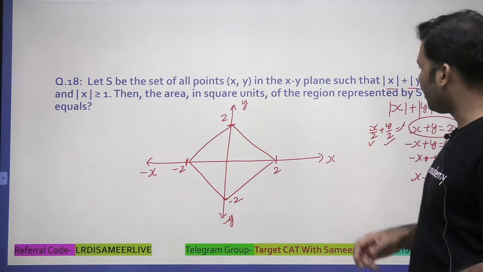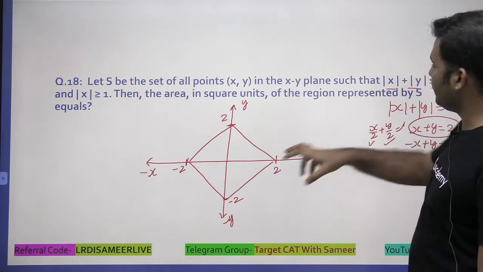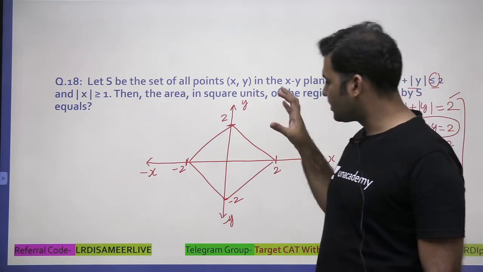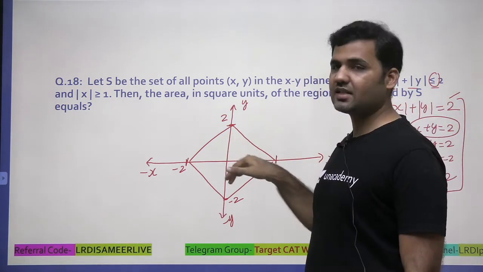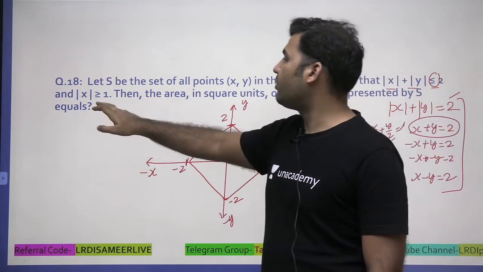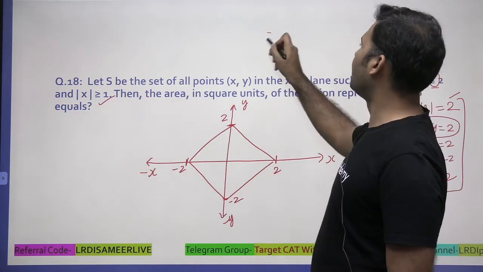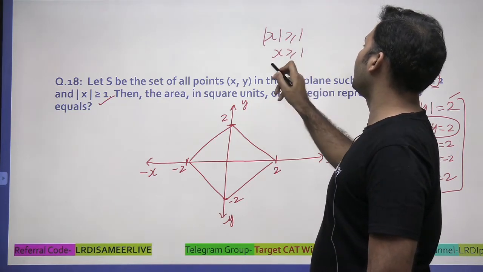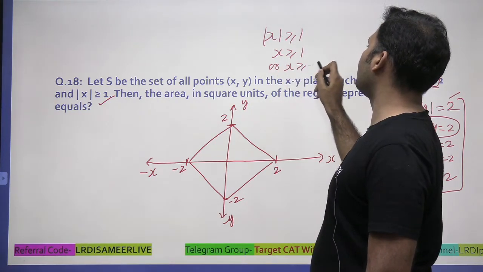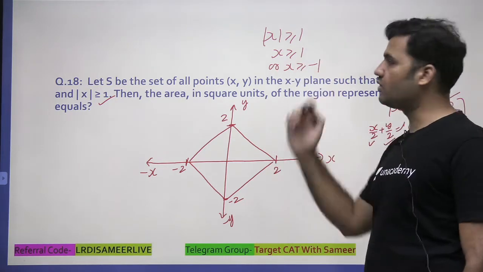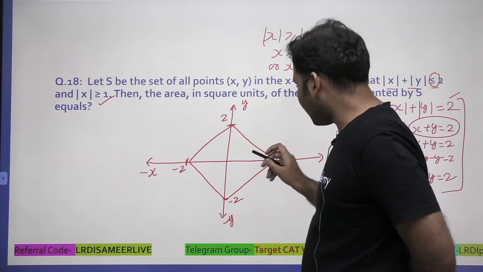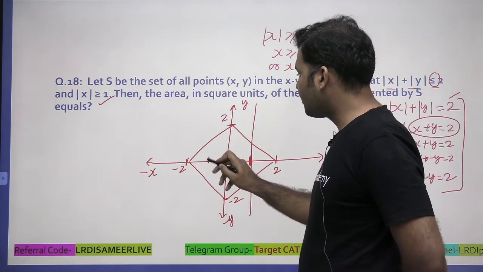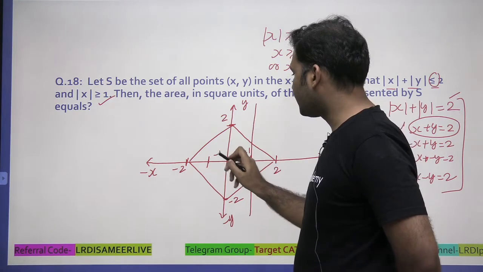Now, if I'm looking for all the xy points which lie inside it, because the sign that has been used is less than equal to 2, that means all the xy points which lie inside this, right? And mod x should be greater than equal to 1. Now, mod x greater than equal to 1 means x should be greater than equal to 1 or x should be less than equal to minus 1. This is how you open it, right? Now, if I take x as 1, this is the line x equal to 1, draw a line here, x equal to minus 1, draw a line here, right?